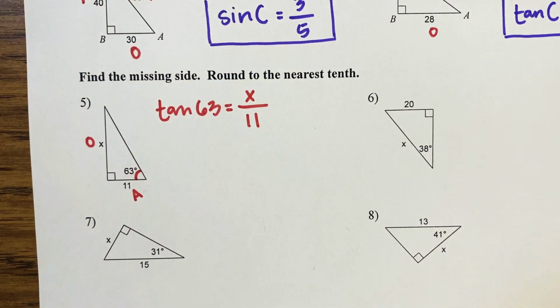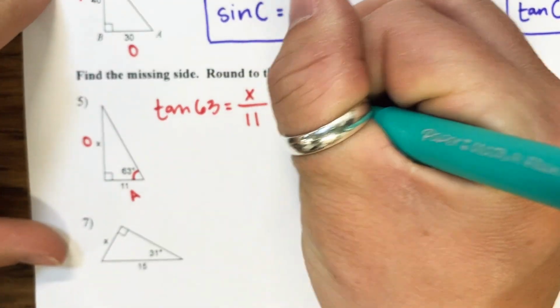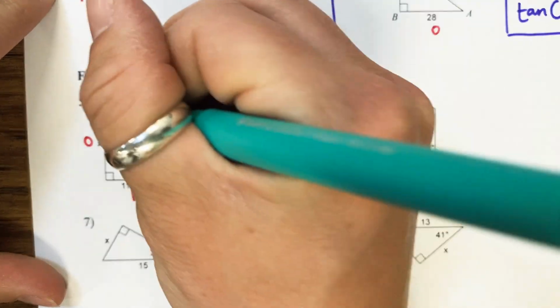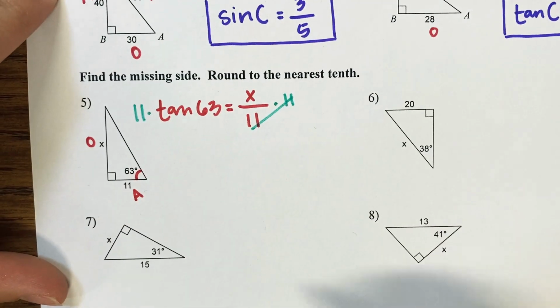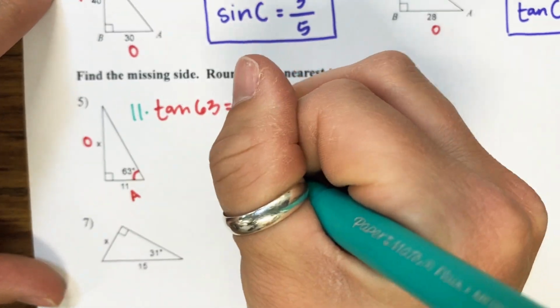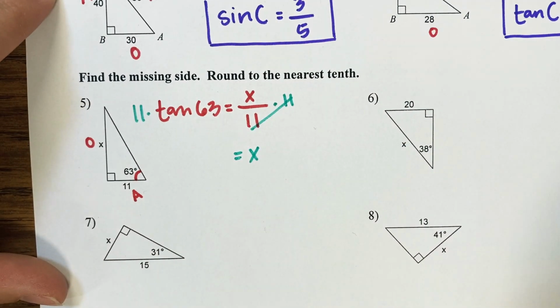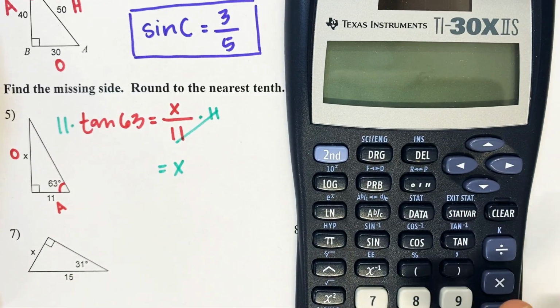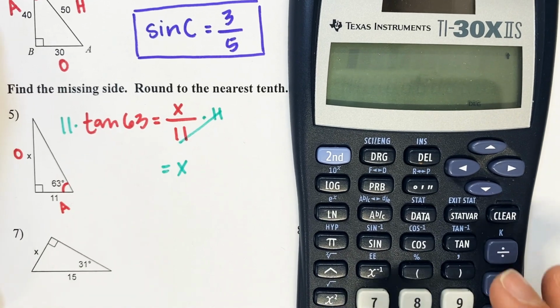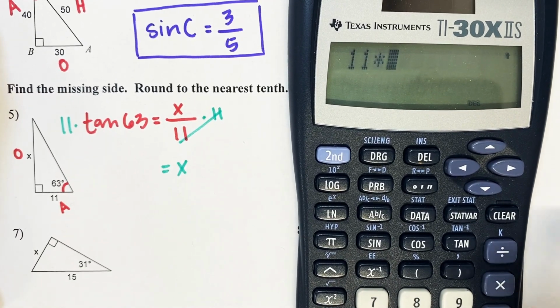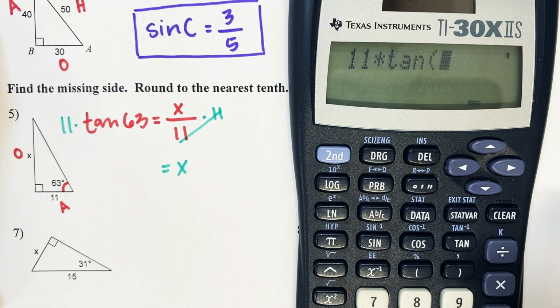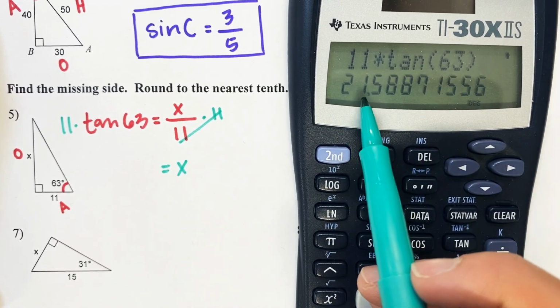Well, what is the opposite of divide by 11? We are going to multiply by 11 to both sides. Okay, and this is where you're going to need a calculator because x is all by itself on this side, but we need the tangent button in our calculator. So this is 11 times tangent button of 63, and we get 21.58.